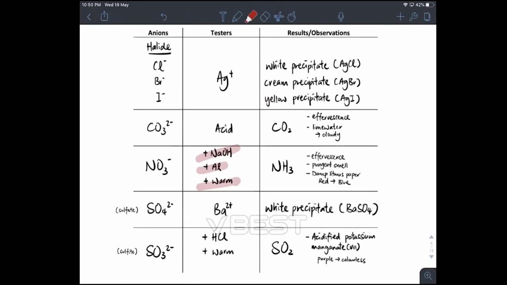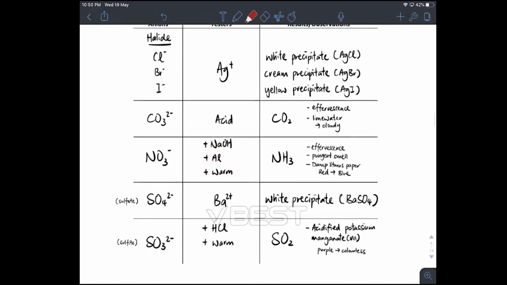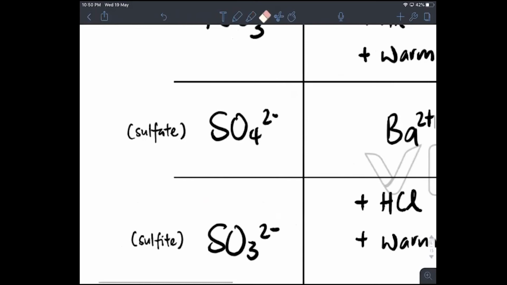It produces ammonia gas. Then whenever you see the word barium, 100% they are testing for sulfate. It produces barium sulfate. Observation: white precipitate. To test for sulfite, you see the difference between these two: sulfate is SO4 2 negative, sulfite is SO3 2 negative.